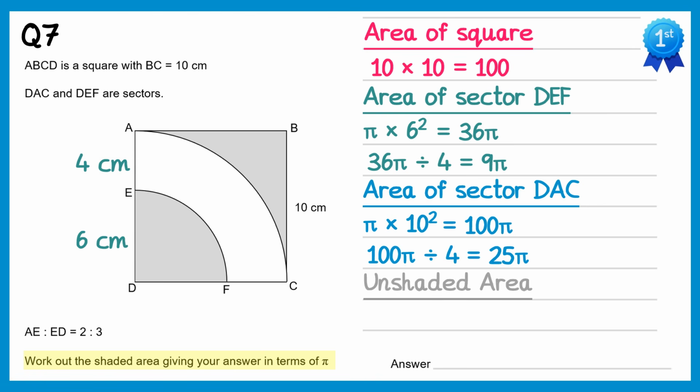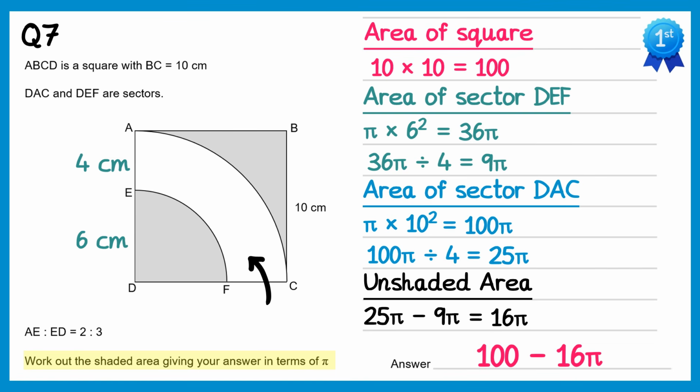Next we'll try and find the unshaded area. That's this part here. To do that, we'll do the area of the larger sector, DAC, subtract the area of the smaller sector, DEF. So that's 25 pi, take away 9 pi, which is 16 pi. So the unshaded area is 16 pi. Now we can get the shaded area by doing the whole area, which is the square, which was 100, subtract the unshaded area, which is 16 pi. So the answer to the question is 100 take away 16 pi.